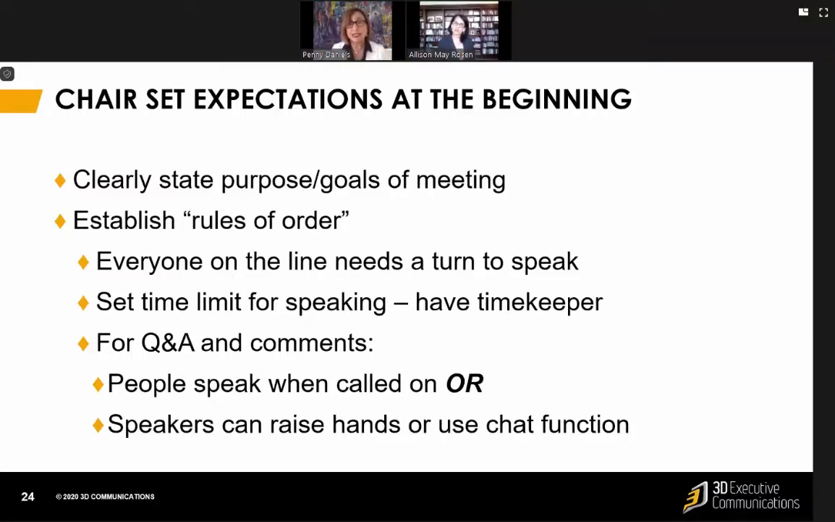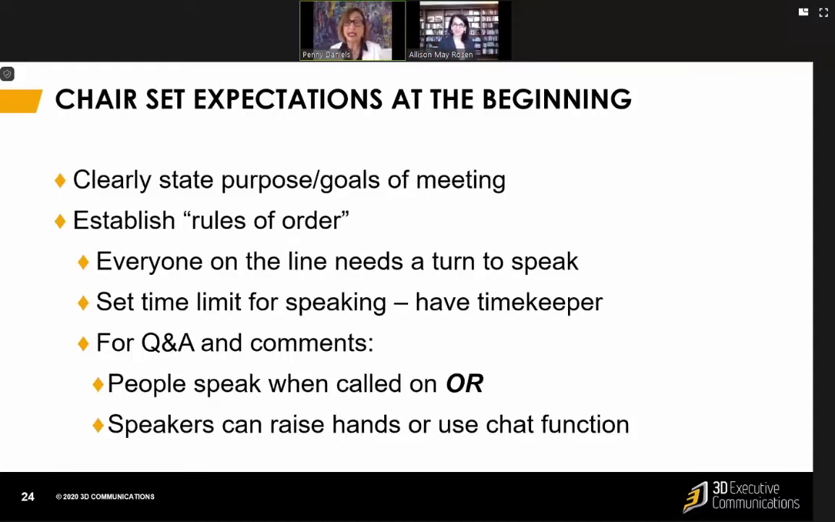So you have to say everyone on the line needs a turn to speak. And sometimes it's helpful to say X number of people are on the line, and people are like, oh, so they get it. And set a time limit for speaking. We really had to do this.